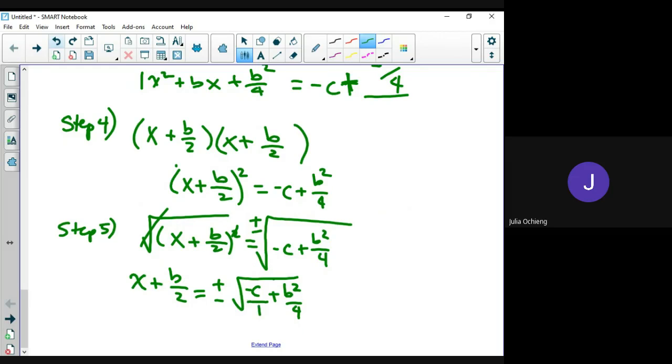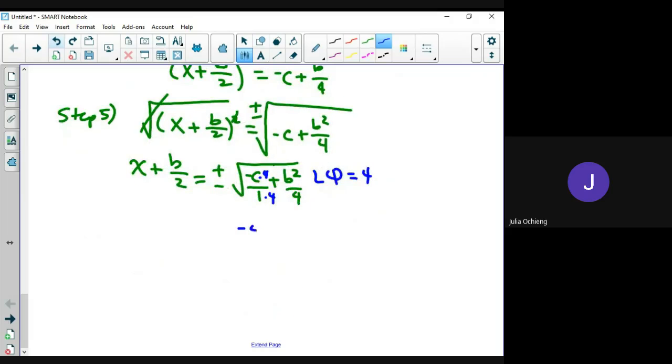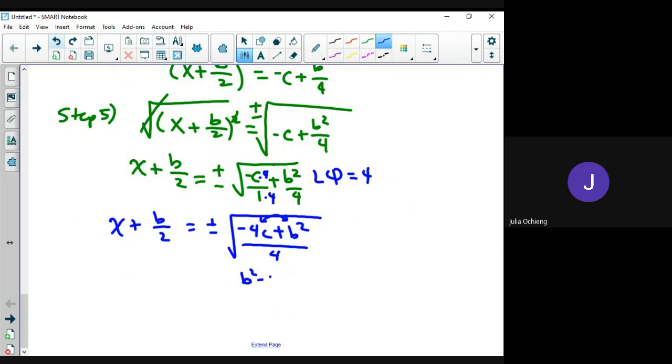So I'm just going to write this as negative c over 1 and get a common denominator. Since my LCD of both of these is what? Hopefully you know it's 4. And I'll multiply this by 4 for 4. So that's going to become negative 4c plus b squared over 4 under that square root sign. I'm just going to reverse the order of this so that the b squared is in the front.